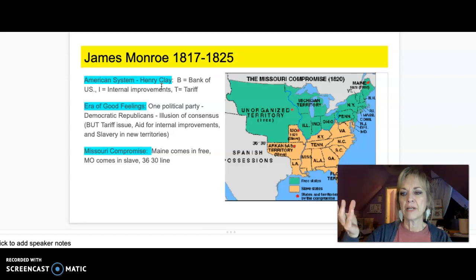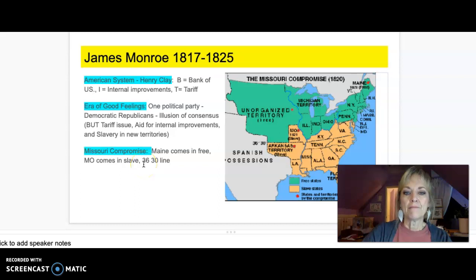This time period is called the Era of Good Feelings because technically we only had one political party. However, there were tensions developing, especially when you think about the anti-slavery movement and the sectionalization of the country between North and South over the issue of slavery and the issue of tariffs too.